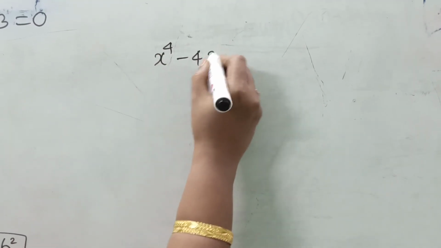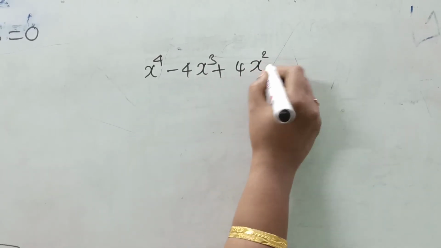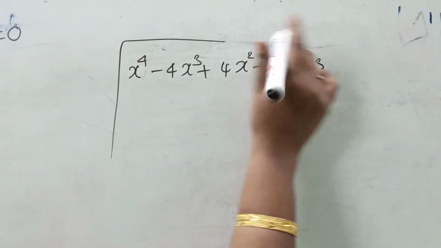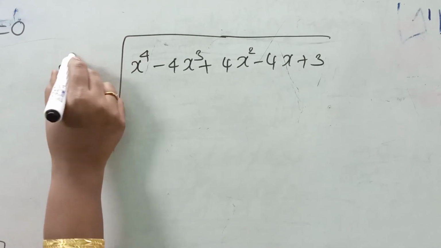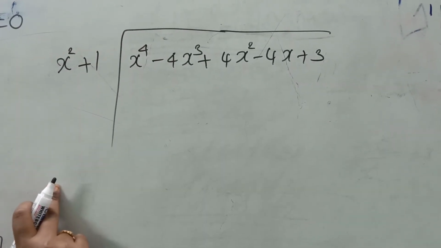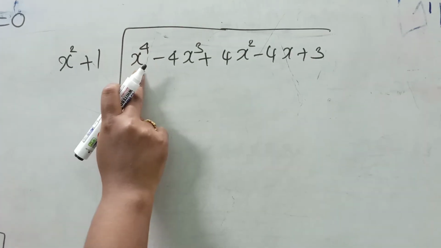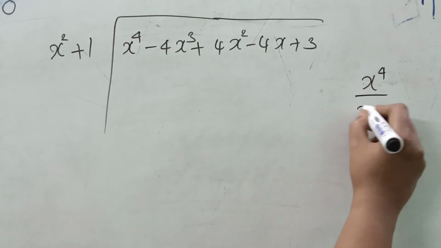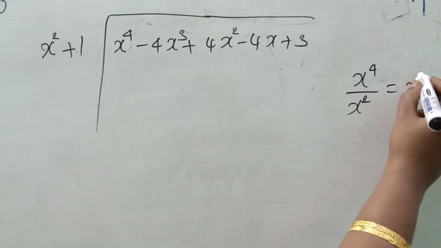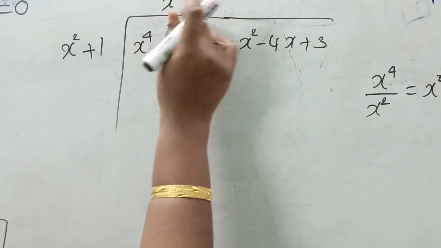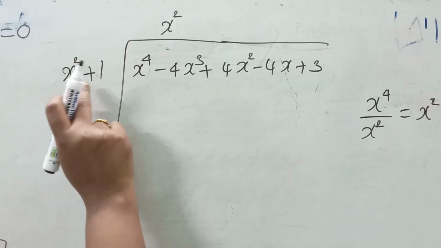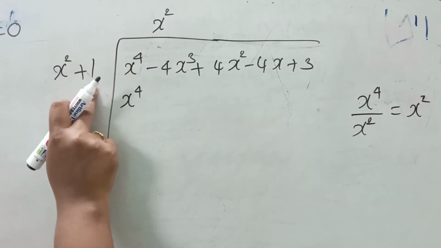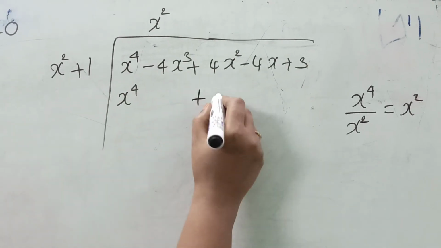Dividing the given equation by the product of the factor, product of the factor is x square plus 1. Same division, divide the first term of the dividend by first term of the divisor. That is x power 4 divided by x square, which is equal to x square. That you should write in the quotient place. Then multiply the divisor by x square. X square into x square, x power 4. X square into 1 plus x square. That I should write here.